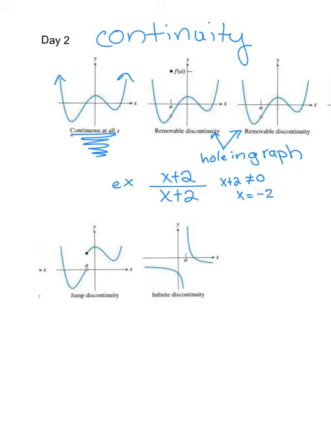The reason it is just a hole is that when you look at this fraction, the numerator and the denominator are exactly the same. So if you were to solve this, it becomes 1. That's how you get a hole.